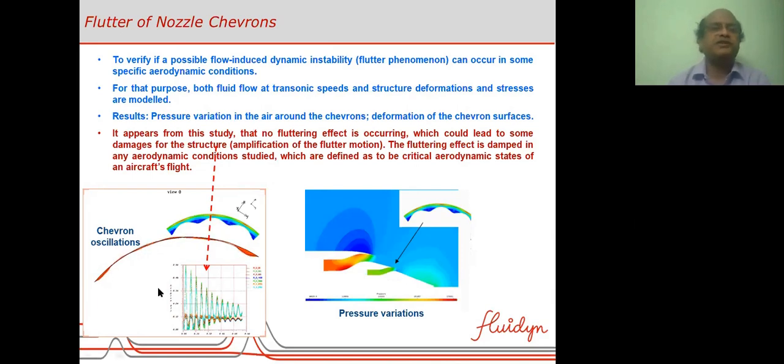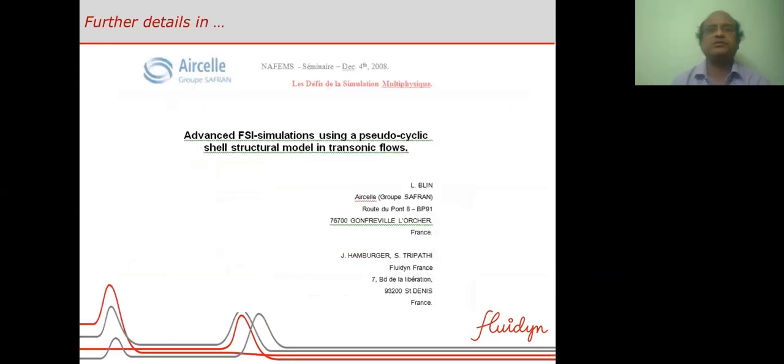So here you can see the chevron oscillations, the oscillations of the structure due to the airflow past it. The important point here is that in this problem the fluid flow itself is nonlinear. The structural deformation also can be nonlinear. So there are two nonlinear processes coupling with each other. It's very difficult to do analytical solutions in practical conditions.